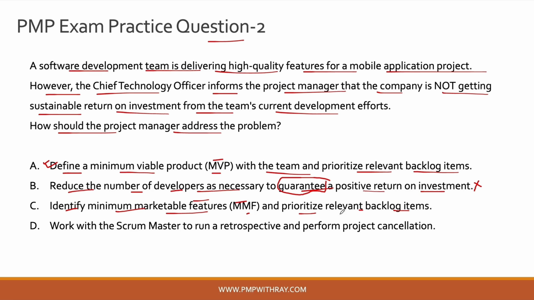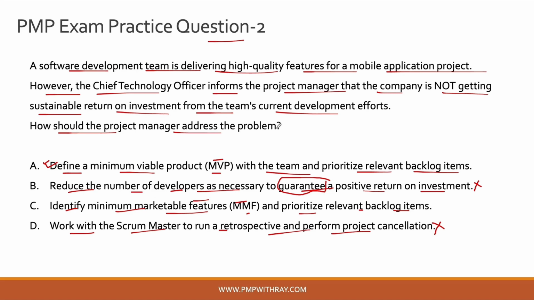However, before we do that, let's look at option D. Work with the Scrum Master to run a retrospective and perform project cancellation. Of course, I hope none of you have selected this option, which is totally outrageous, that you cancel a project just because your company is not getting sustainable returns and your CTO is giving you feedback regarding the same. You don't cancel a project just because there is feedback that has been provided to you, and that is a last resort for any project, and I'm pretty sure that none of you have selected option D.